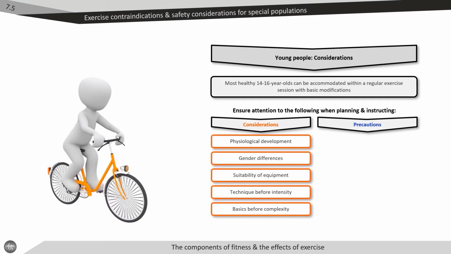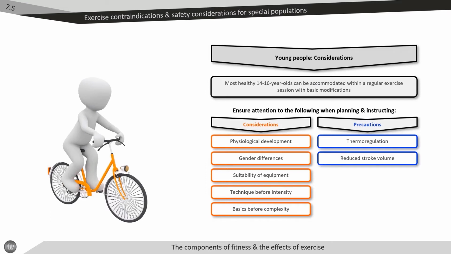There are also precautions which instructors need to be vigilant with within this population group, including a rise in core body temperature due to thermoregulation impairment of young people. This could possibly lead to dehydration or stress. Younger people have a smaller heart, which is why it's required to beat much faster to ensure sufficient blood is pumped around the body's systems during physical activity. Ensuring submaximal work with regular rest periods can reduce the stress on the cardiovascular system.